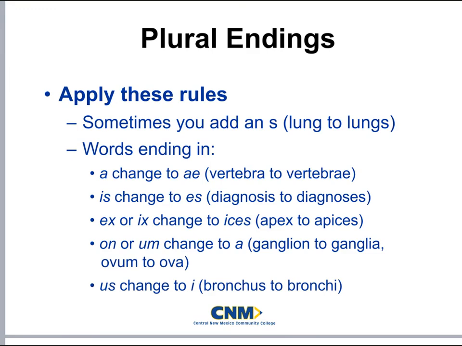Plural endings: sometimes you have to add an S to make words plural, and sometimes you're changing it differently. So words ending in A, you may change to AE. So vertebra is singular, vertebrae is plural. Diagnosis is singular, diagnoses, plural. EX or IX to ICES. So apex is one, apices is multiple. ON or UM change to A. So ganglion is one, ganglia, plural. Ovum, one, ova is plural. US, you can change to I, so a bronchus is a single and bronchi is plural.